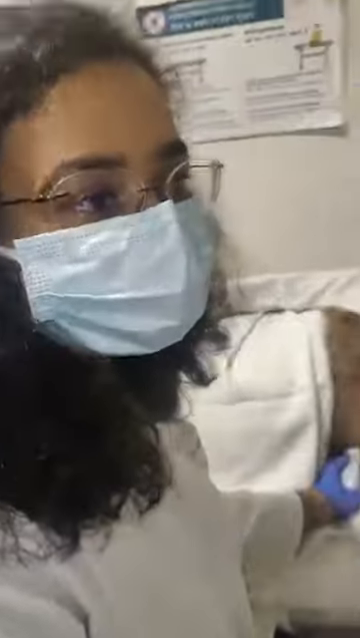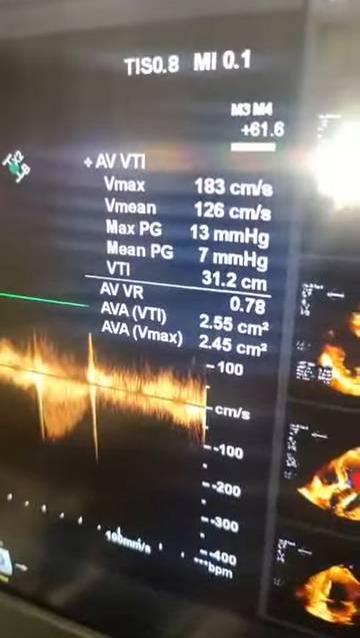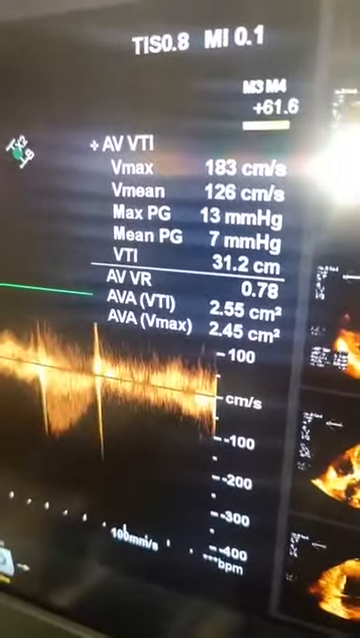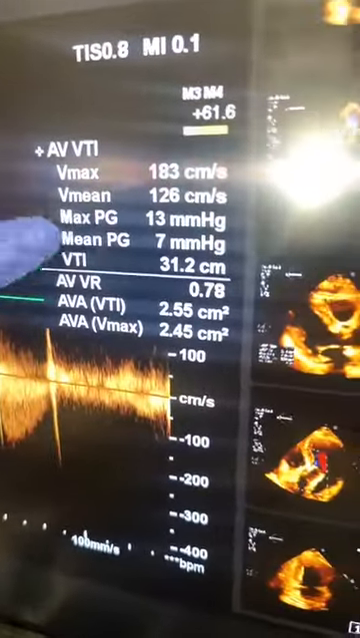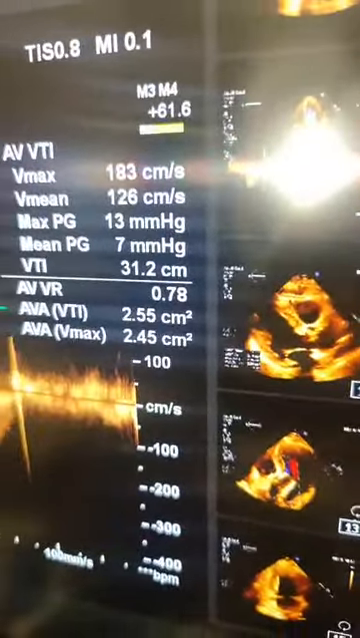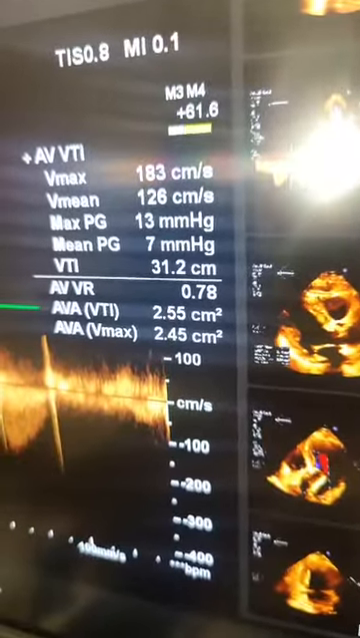Can you describe it? It is by the continuity equation. We calculate the gradient across the aortic valve and calculate the stroke volume through the LVOT. Then we divide it by the VTI of the aortic valve. So we can calculate by the continuity equation. So the peak gradient is 13, mean gradient is 7, and the calculated valve area is 2.55 centimeters square.